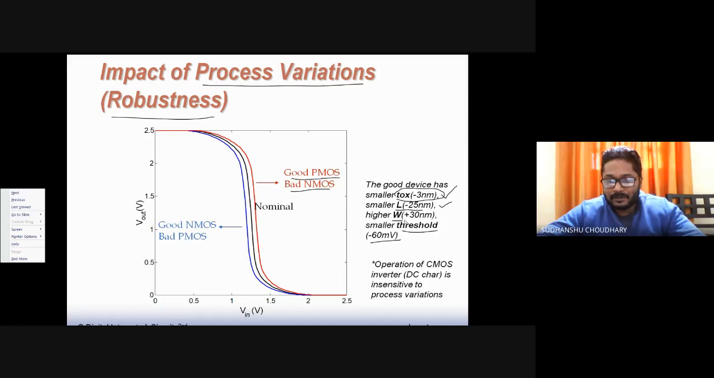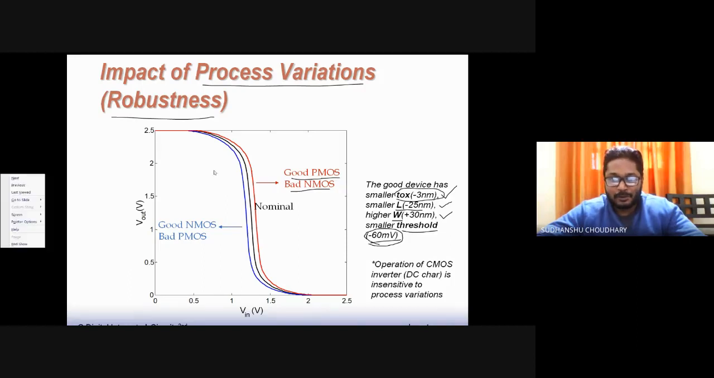Or maybe the channel width is 30 nanometers larger. So I say wider MOSFETs are good, better. So we say that these are the parameters of my good device: oxide thickness smaller by maybe 3 nanometers, channel length smaller by maybe 25 nanometers, channel width larger by 30 nanometers, and threshold voltage also smaller by 60 millivolts. So I say that this is my good MOSFET.